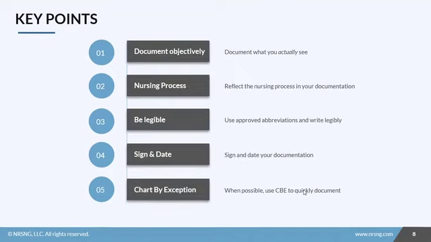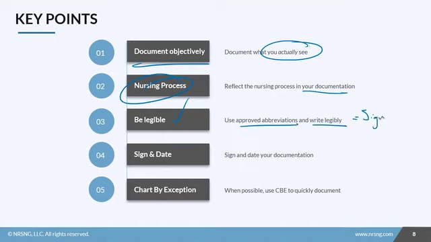Okay, so let's recap. Number one, document objectively. You want to document what you actually see. Be reflective in your nursing process so that it reinforces your documentation. You want to be legible. Make sure you're using approved abbreviations and that you're writing legibly, including your signature. Also, make sure that your system has a way to sign, date, and timestamp everything. If it doesn't, then make sure that you sign and date your documentation to reinforce that you've approved it and that it's all correct. Lastly, use charting by exception to document quickly, and make sure that you follow facility policy when you have to.